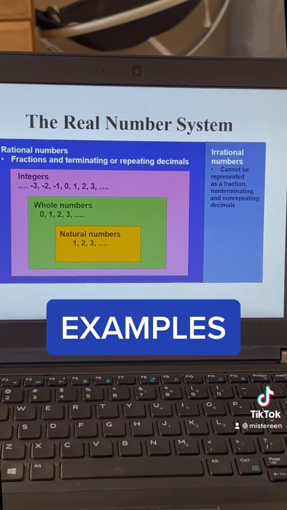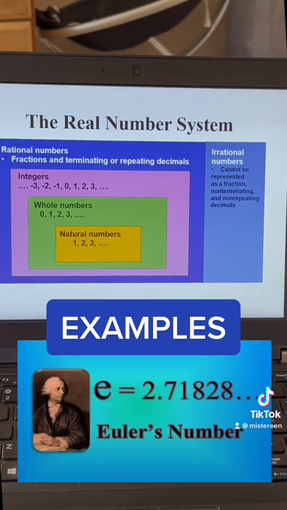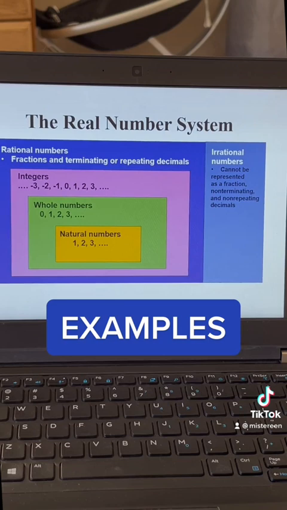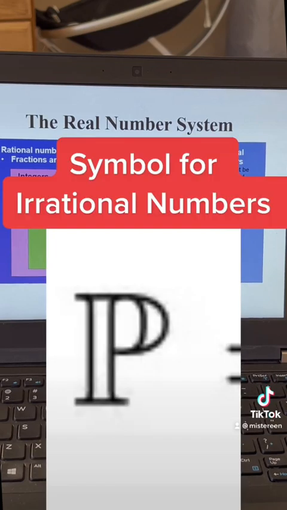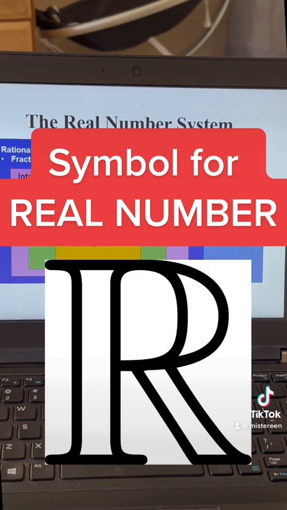The number e, which is equal to this number, is also a non-terminating and non-repeating decimal. Square root of 2 cannot be written in a fraction form, so it's also an irrational number. Any square root with no exact answer is an example of an irrational number. So that's the real number system.